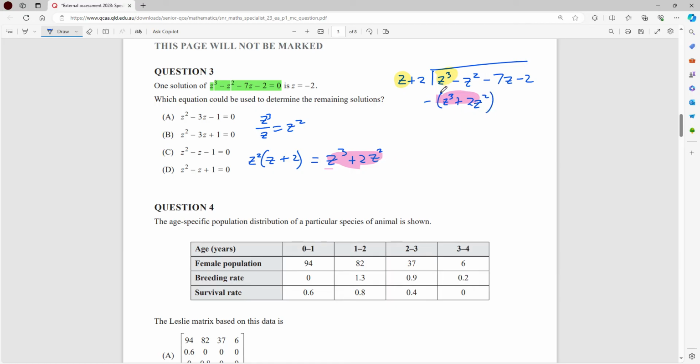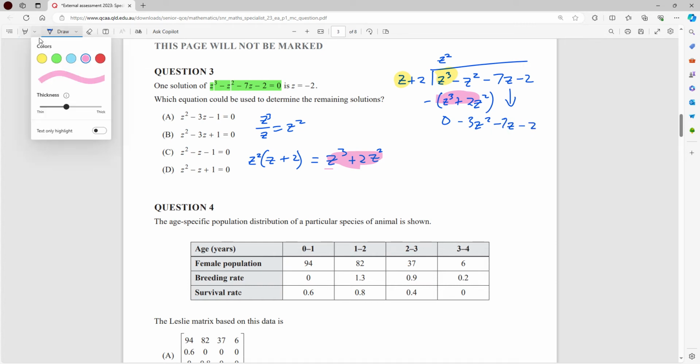So we can see we've done it correctly because the first term cancels. So z cubed minus z cubed gives you 0. And then minus z squared minus 2z squared is going to be minus 3z squared. We also forgot to add the z squared up here when you're done with it as well. And then we just move the rest of it down below. So minus 7z minus 2. Then it's just repeating the process all over again.